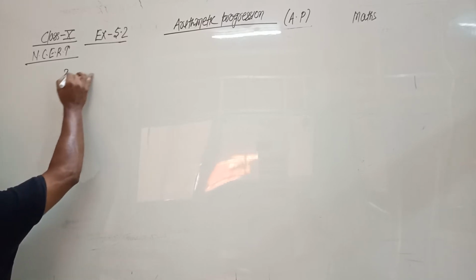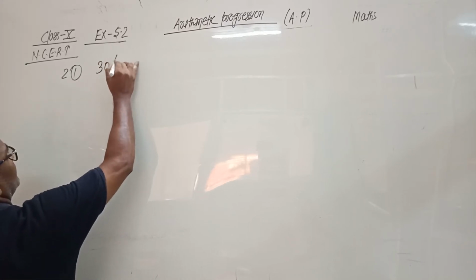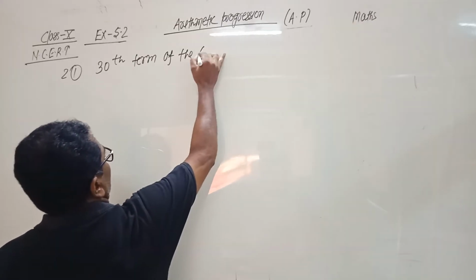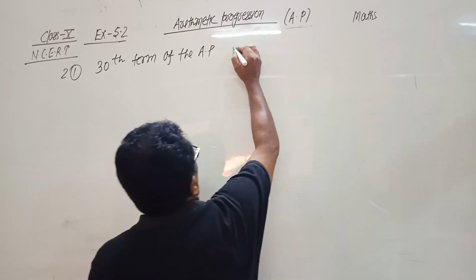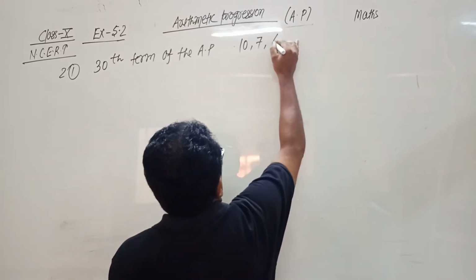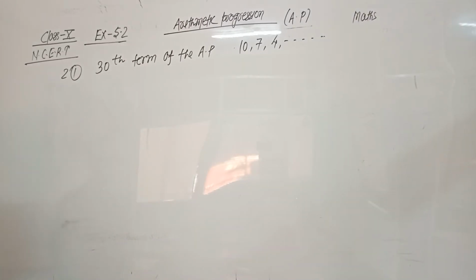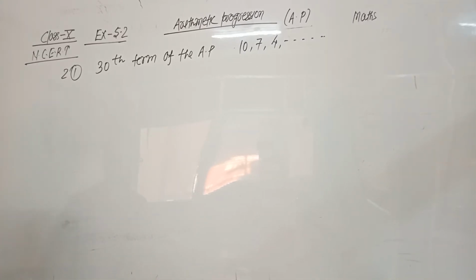The first part of the second question: we have to find the 30th term of the AP 10, 7, 4, and so on. We have to find its 30th term, which means n is 30.